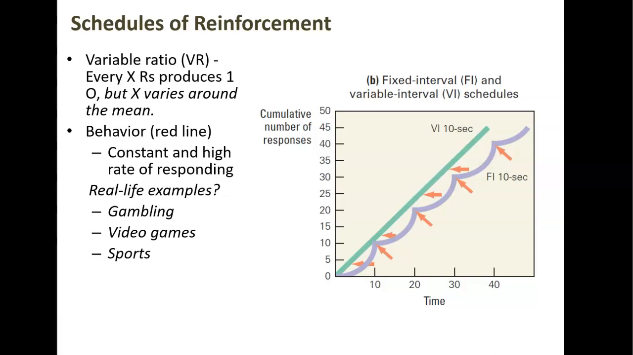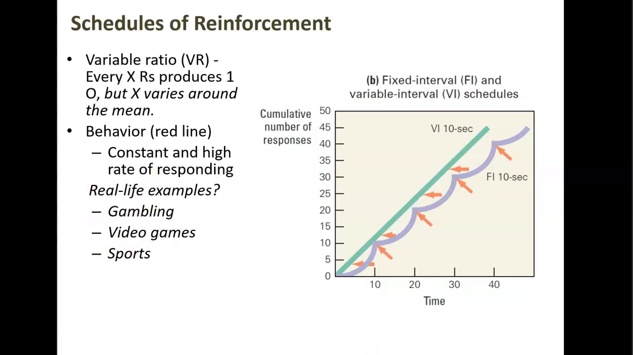So sometimes, in baseball, your first swing is a home run. Sometimes you're in that drought, 10 swings before you get another home run, that sort of thing. You never really know. But it is based on the number of swings or the number of lever presses, the number of pulls on the video poker machine or whatever.